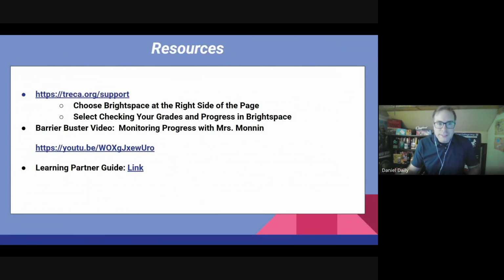Some final resources here. One would be our TRECA.org/support page. This has a step sheet for basically everything I talked about, like accessing classes in Brightspace, finding the grades page, monitoring your progress. All that's encapsulated in nice little step sheets you can check out at TRECA.org/support. There's also a link to a barrier buster video, which is instead of listening to me ramble for 22 minutes, you can hear Mrs. Monin wrap it up in about 2.5 minutes to show you how to check that progress. So just another way to check that out there.